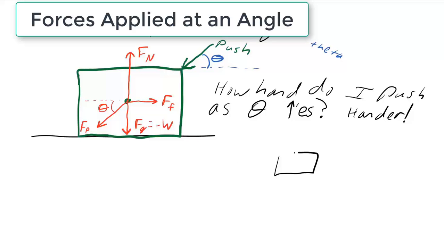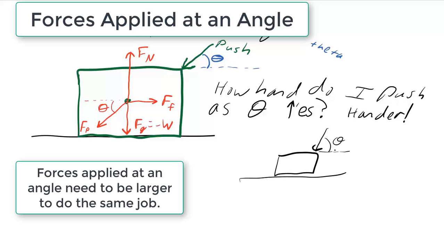You know, just look at the extremes. Suppose there's my box on the floor, and say I'm pushing down like almost at a vertical angle, you know, a very large theta, almost 90 degrees. Do you see how you would have to be extremely strong to make the box move forward in that case? So when forces are applied at an angle, they have to be larger in order to get their job done. Keep that in mind. When forces are applied at an angle, they need to be larger in order to get their job done.